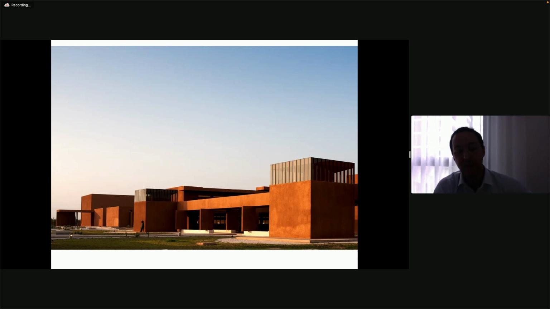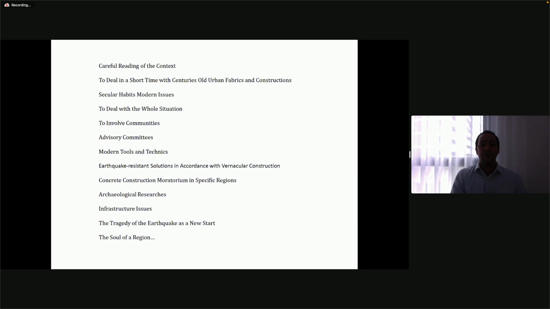But maybe if I had to build these 2 projects again now, I would use a mix of a concrete structure and all the rest, all the walls, maybe in earth. I would have loved to do it. So I think as architects, we are part of the solution. We have to have a careful reading of the context.